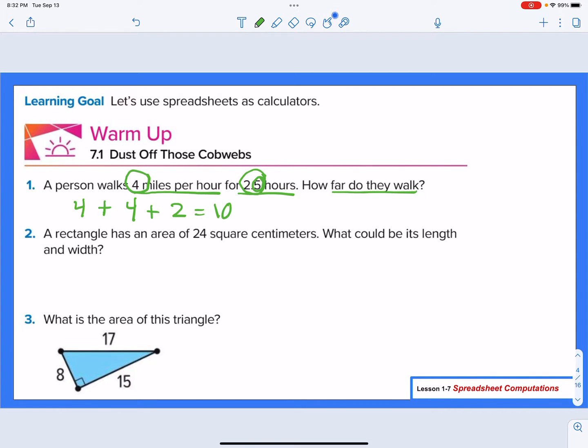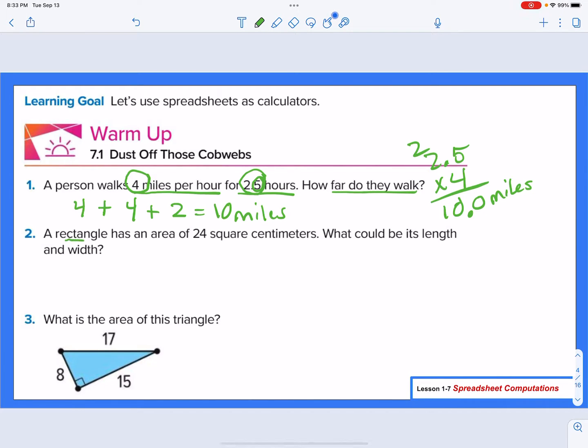Now, of course, there are other ways of doing this. We could do something like 4 miles per hour times 2.5 hours. We multiply together, and we have 8, 9, 10, 1 decimal, and we say 10. So how far do they walk? 10 miles. A couple ways of looking at that, depending on how you want to do it.